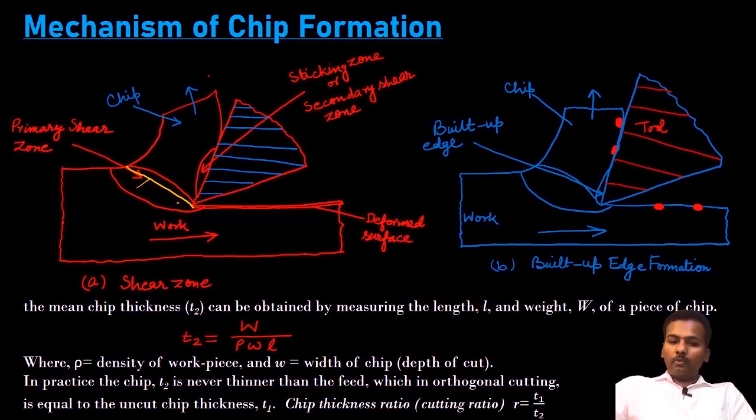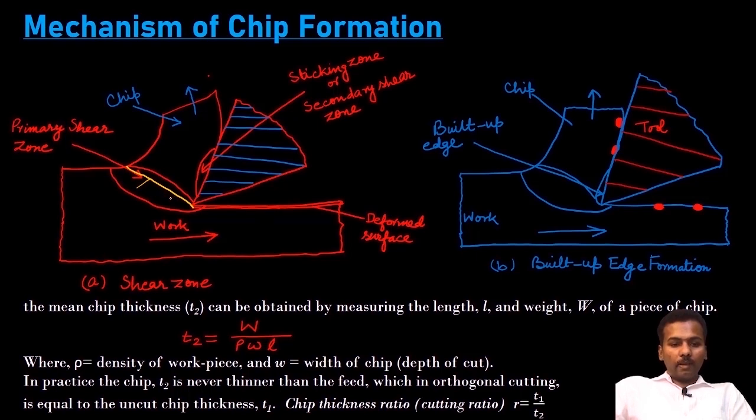The major deformation, the shearing, happens in this primary region. The material is deformed due to the shear operation. This is called the primary shear zone because it is responsible for the creation of the chip.